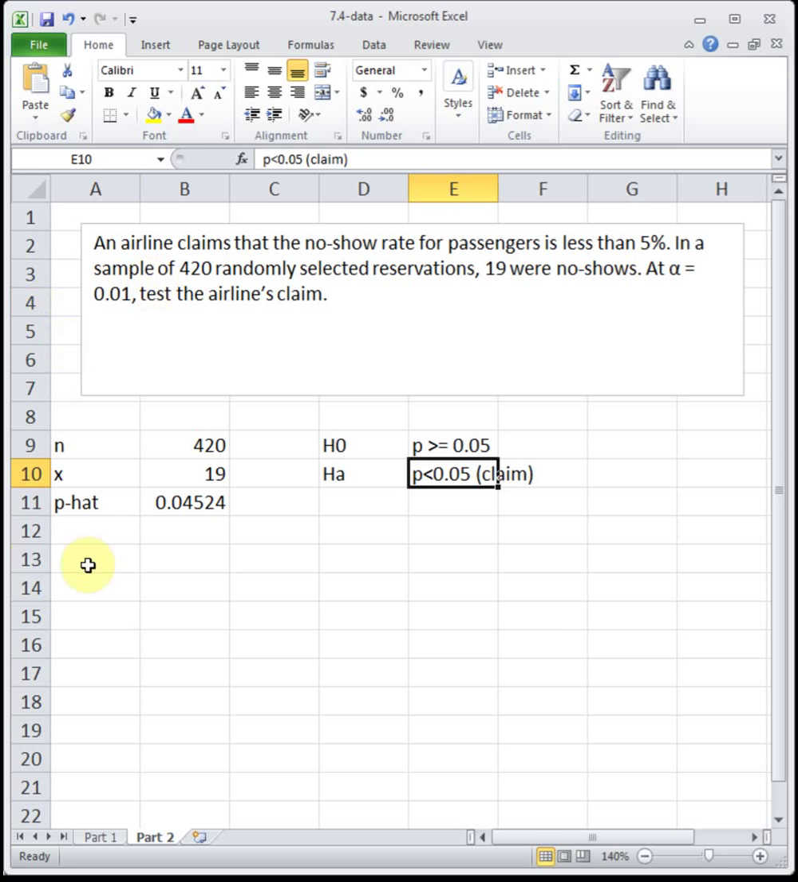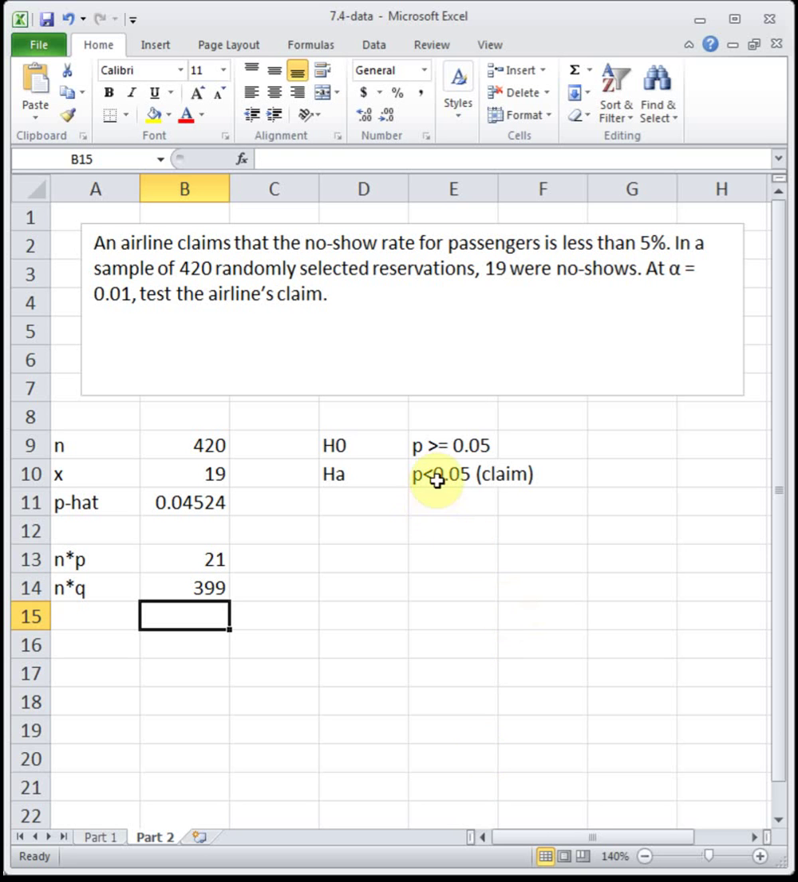Okay. So to do our check, we need to look at N times P and N times Q. All right, so our N is 420. Our assumed value for P is 0.05. That gives us a number that's bigger than 5. Not a whole lot, but it's bigger. And then let's see, P is 0.05, so that means Q is 1 minus P. That's going to be 0.95. So 420 times 0.95 gives us 399. Those are both greater than 5, so we can do the problem.